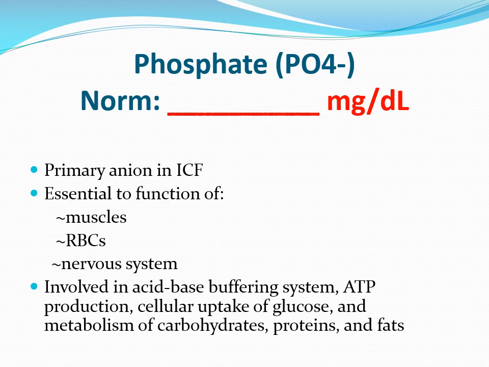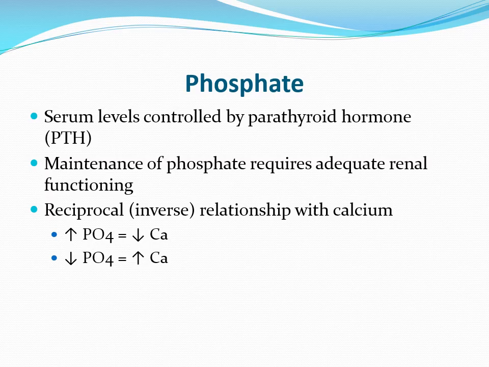Phosphate, a primary anion in ICF, is essential to the function of muscles, RBCs, and the nervous system, and is involved in acid-base buffering systems, ATP production, cellular uptake of glucose, and metabolism of carbs, proteins, and fats. Serum levels are controlled by parathyroid hormone, so the PTH. Maintenance of phosphate requires adequate renal functioning, and a reciprocal inverse relationship.